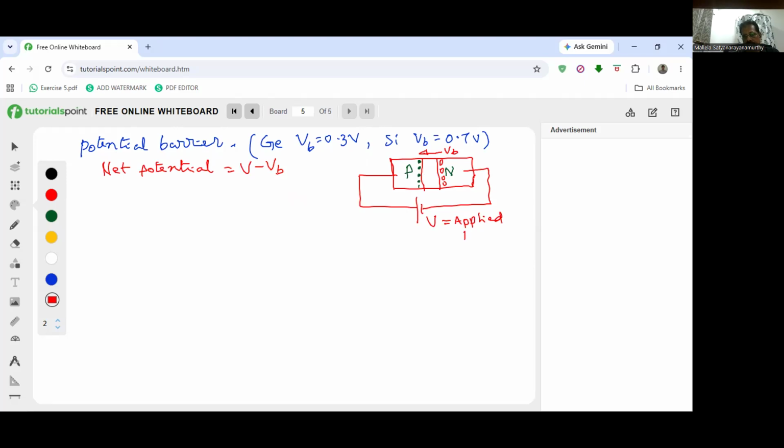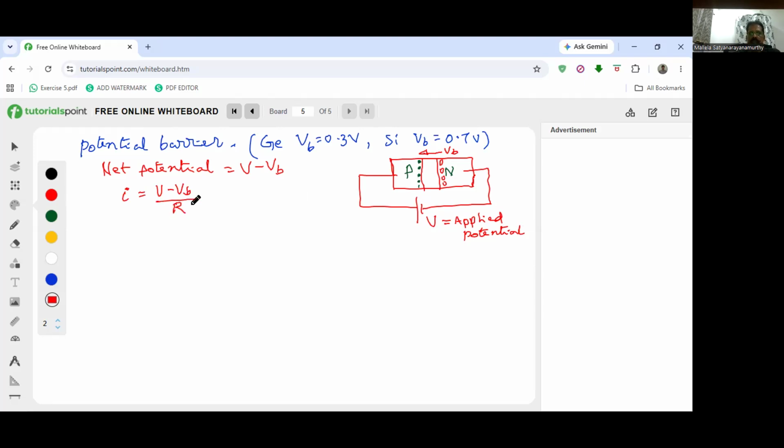This is the applied potential and that is the net potential. So we have so many problems based on that. When a resistance is connected to this, they will ask what is the current flowing in the circuit. See, I is equal to V by R, (V minus VB) by the resistance.